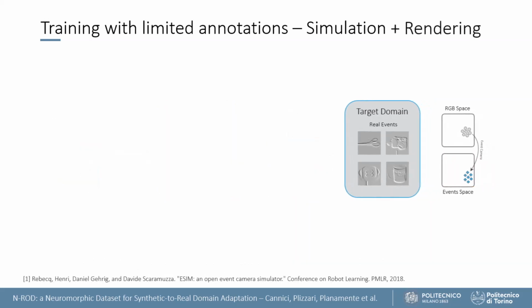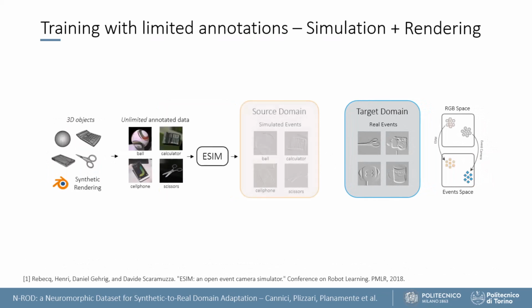Another solution is synthetic data generation. In this case, 3D renderers are used to generate synthetic data with precise and free annotations. Nevertheless, synthetic RGB images and real ones usually differ in texture and lighting conditions. These differences may transfer through the event simulation process, resulting in a double shift both in the RGB and event spaces.